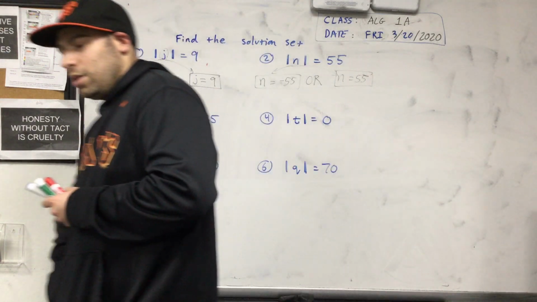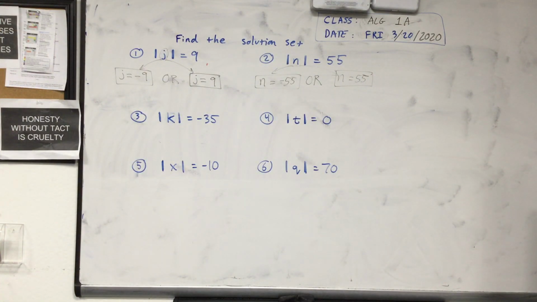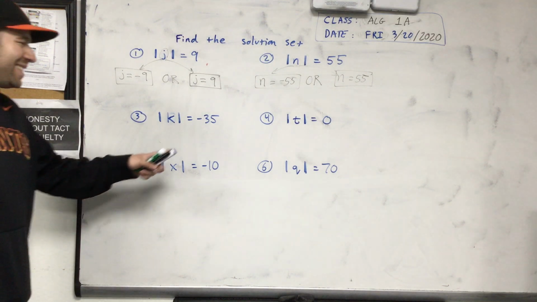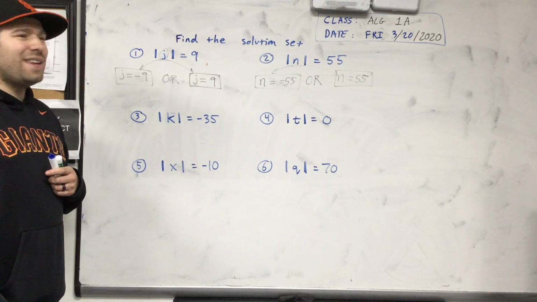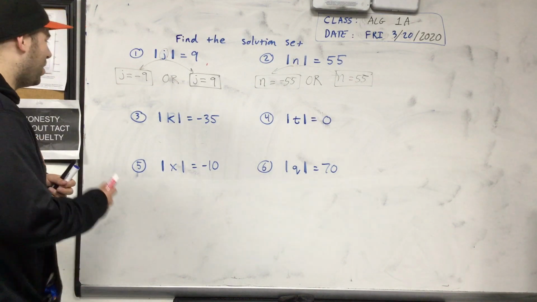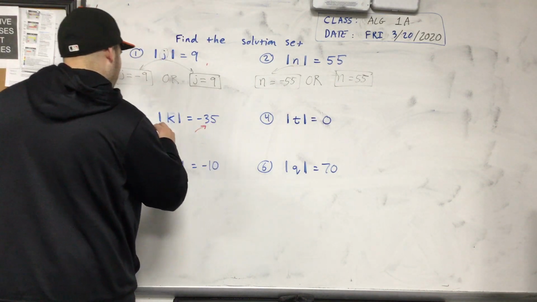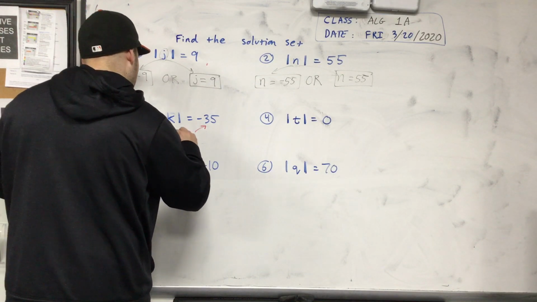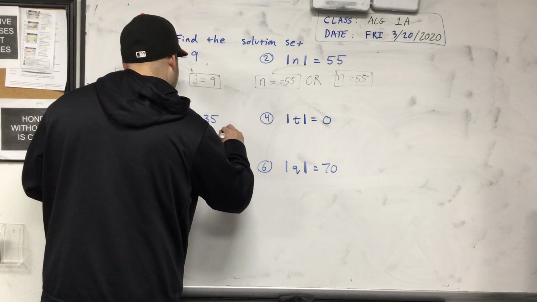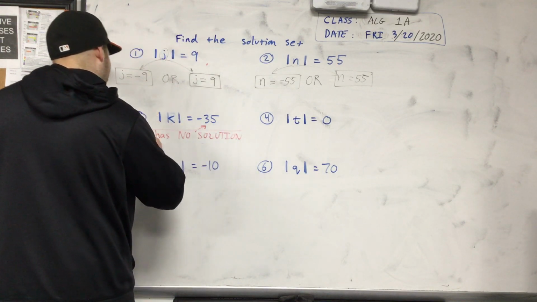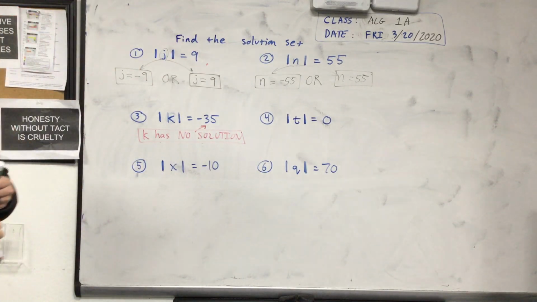Okay? Number 3, the absolute value of k is negative 35. Are the bars isolated? Yes, the bars are by itself. Is the output positive or negative? The output is negative. How do I get a distance of negative 35? Negative distance is not real. So we say k has no solution. I can't plug anything in where the bars will generate a negative output.